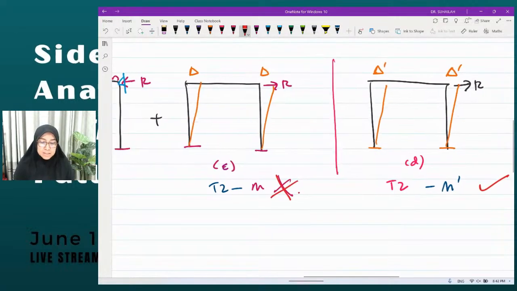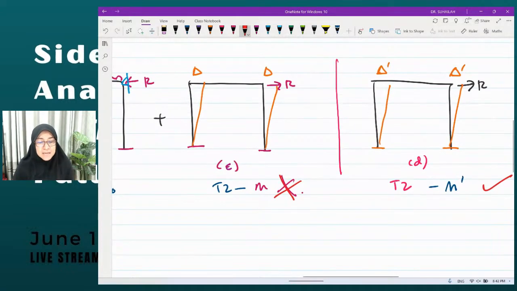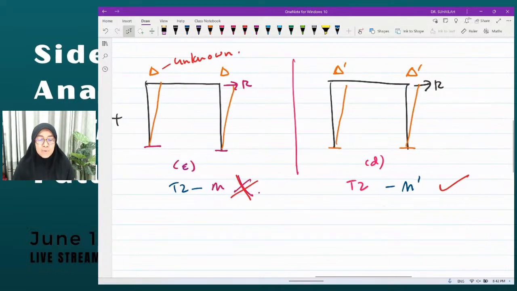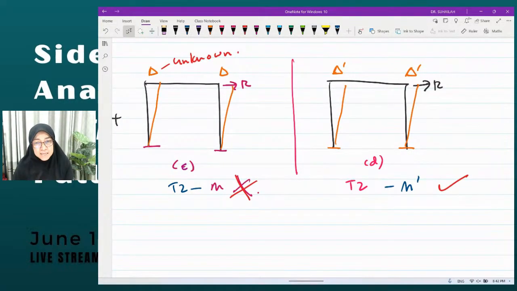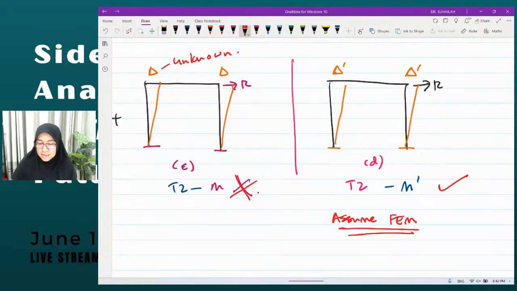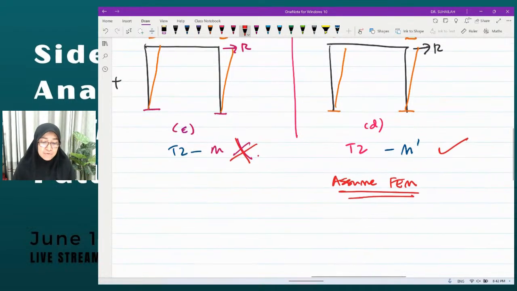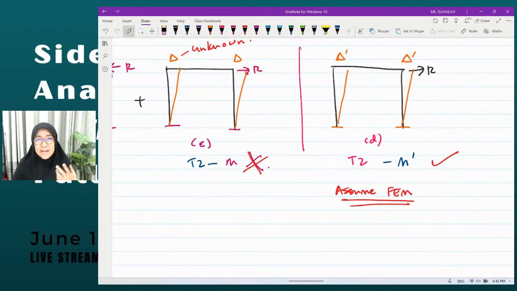Because in diagram C, the delta is unknown, and we do not know the delta. We cannot assume FEM at C. What we can do is introduce another frame which is proportional, and we do the assumption in D. So we assume FEM here, in D. And finally, we have to make a relationship.